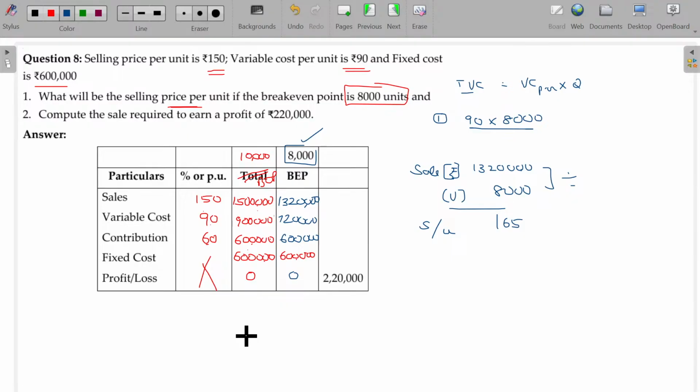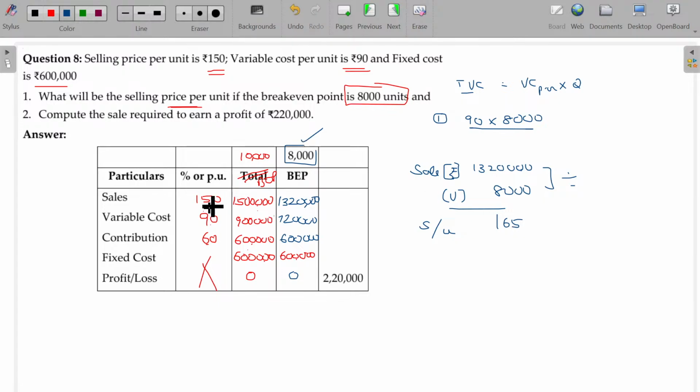So the price increased from the current price of 150 to 165. By fixing the sale price at 150, you have to sell 10,000 units to reach the break-even point. Rather than that, if you fix the price at 165, by increasing by 15, you are able to reach the break-even point by 8,000 units itself. Is that okay? You can cross verify that also.